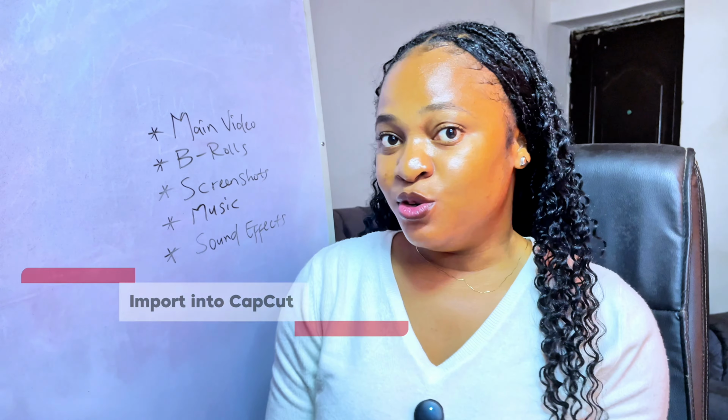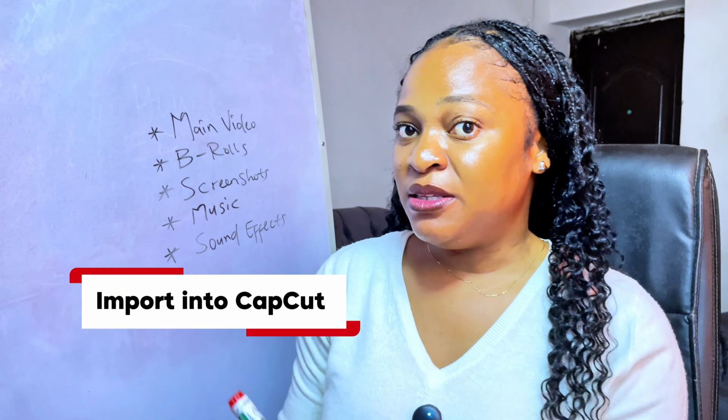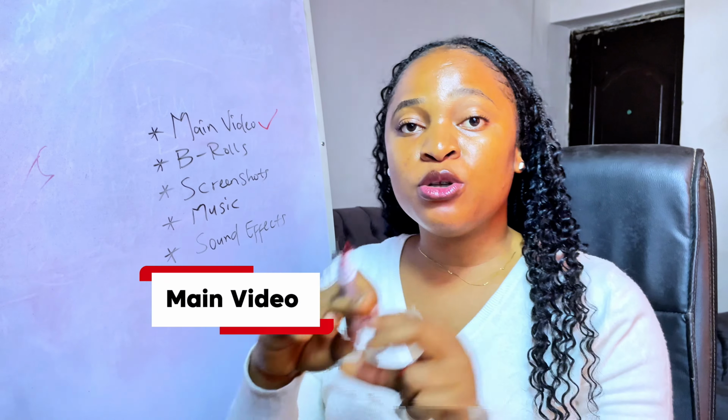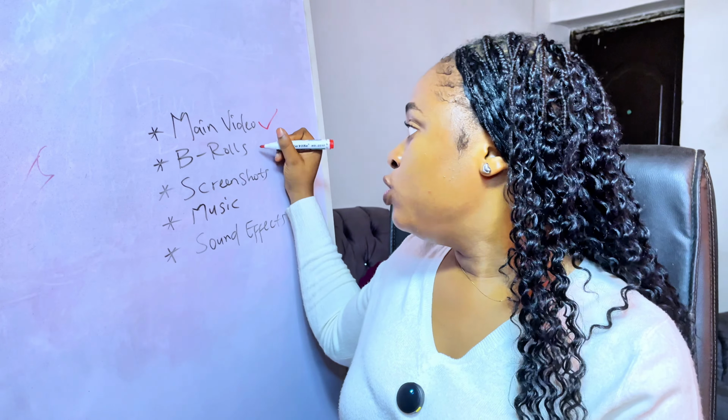After I've made my video clips, I import them into CapCut. I select all of them and import them into CapCut, and I import them in this order. The first one is the main videos. So I'm going to import all my videos first, followed by B-rolls.